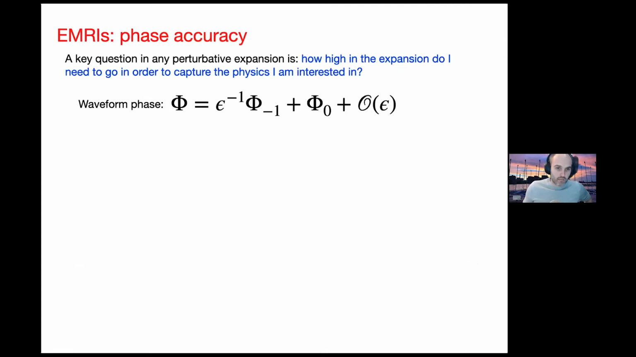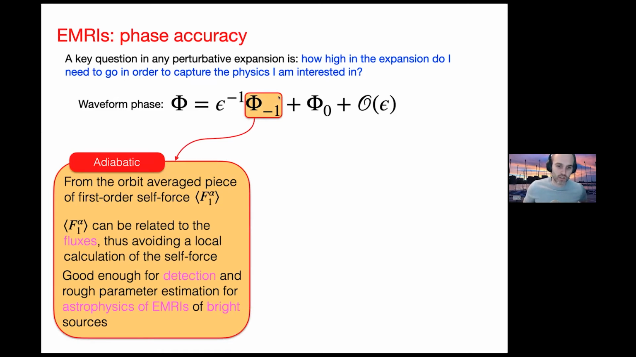As I said, you actually need to go to second order in the mass ratio in order to capture the physics you're interested in. And this is an important question when you do any perturbative expansion: how far do I need to go to get the physics I care about? The way we can understand that is by, it's actually done for a two timescale analysis, but by expanding the waveform phase as a leading order contribution, which scales as epsilon to the -1, plus an epsilon to the 0 contribution, and then there's a residual as well. And then the question is, how do these terms get contributions from different orders in the mass ratio expansion?